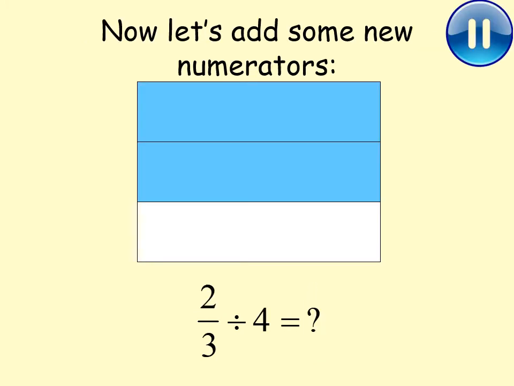Okay, now so far all we've done is look at single numerators, like 1. We're going to add some new numerators in now. So this time we've got 2/3 divided by 4. What do you think that might be? How do you think we're going to use that method to solve that problem? Pause the video now and have a think.